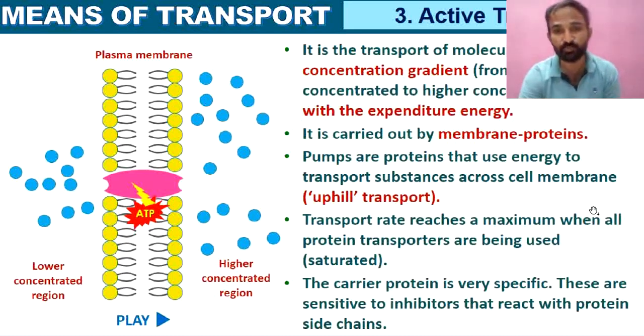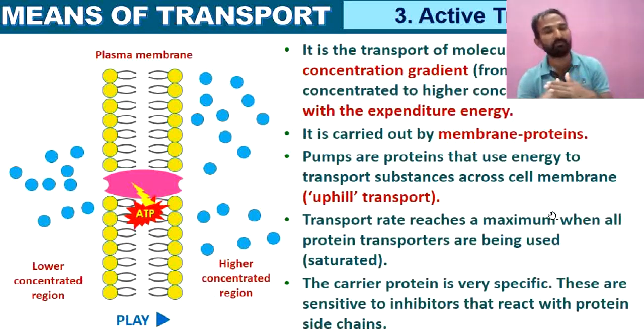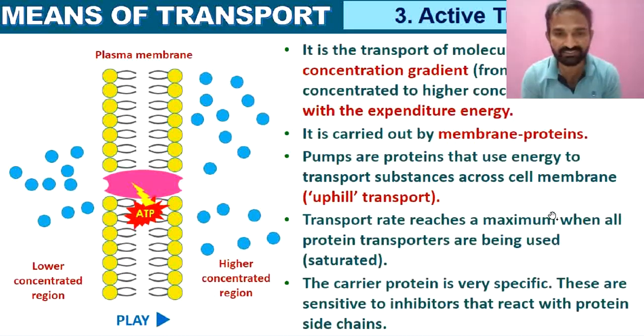So here the transport rate reaches maximum when all the transporter proteins are being used. When the maximum number of protein channels present in the plasma membrane are being used at a time, it is called the saturation stage. At that time the lower concentration molecules are moved towards the higher concentration region.